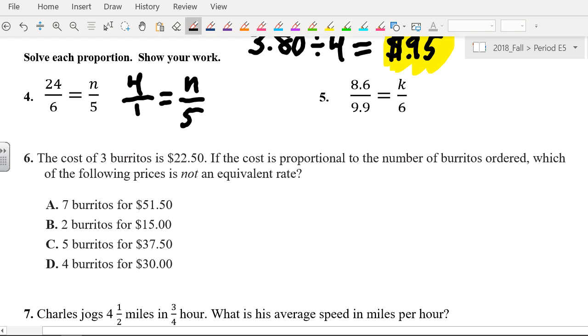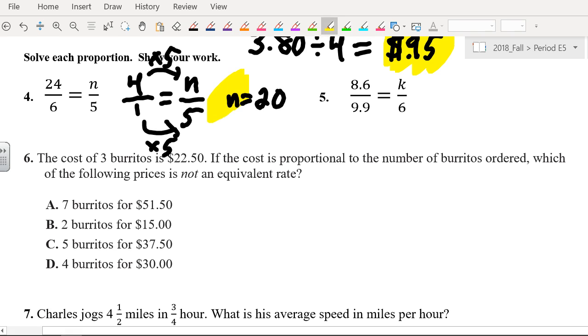Okay? And now we can do this easy style. How many times bigger is it getting? 5, right? So times 5, and we get n equals 20. Woohoo! Thank you for being brave, sir.